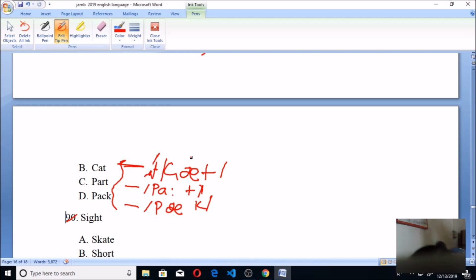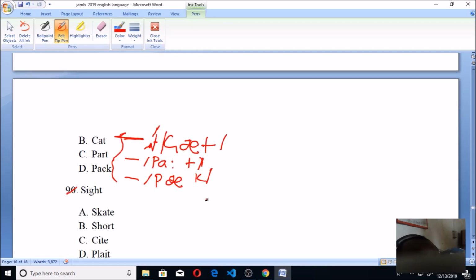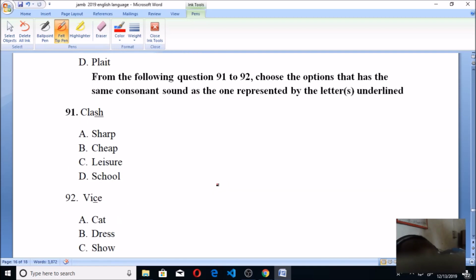Now let's quickly look at consonants before my time for recording will pass. From the following questions 91 to 92, choose the option that has the same consonant sound as the one represented by the letters on the line. So what are the letters on the line? We have the word clash.